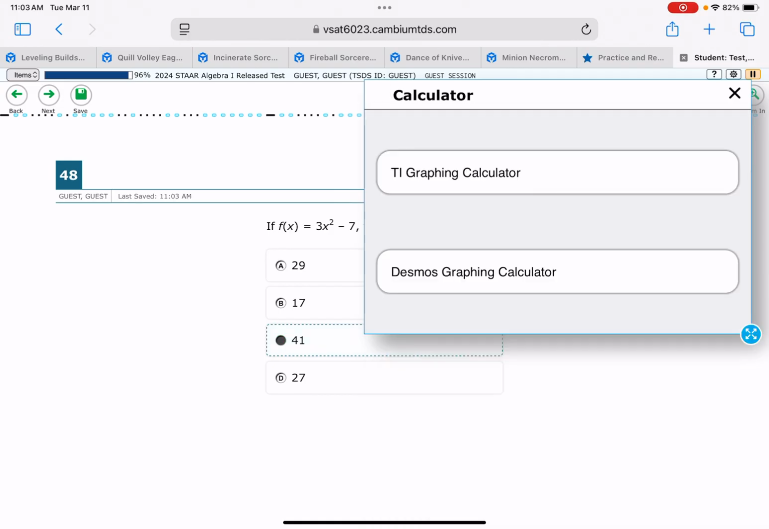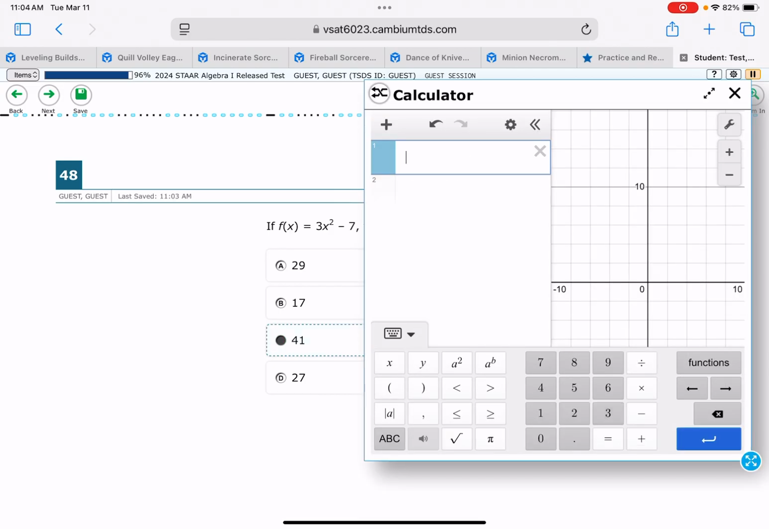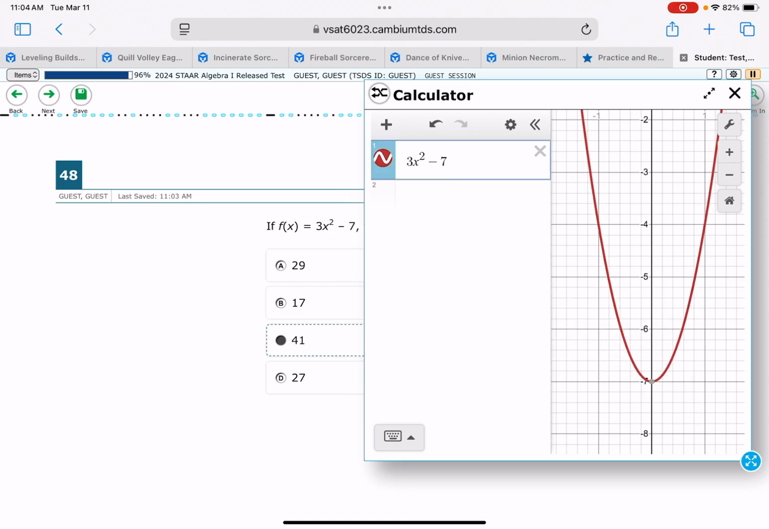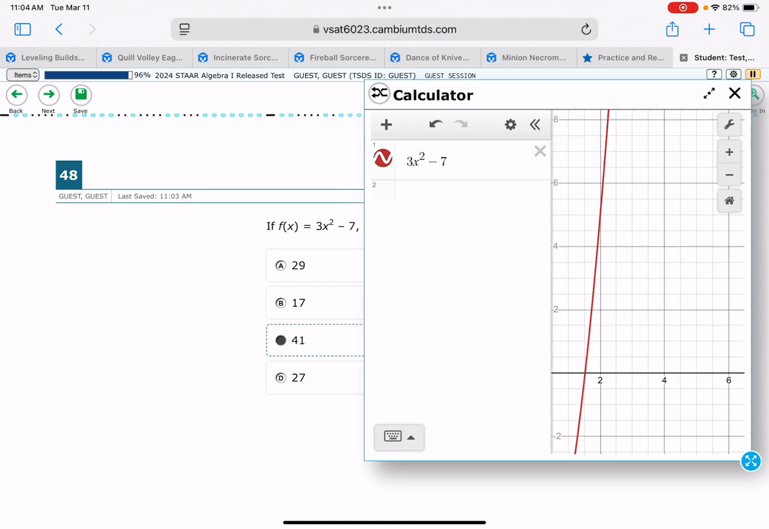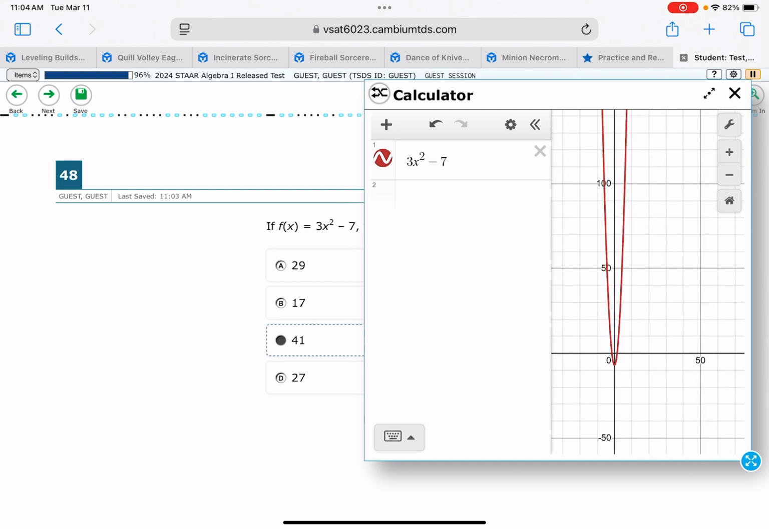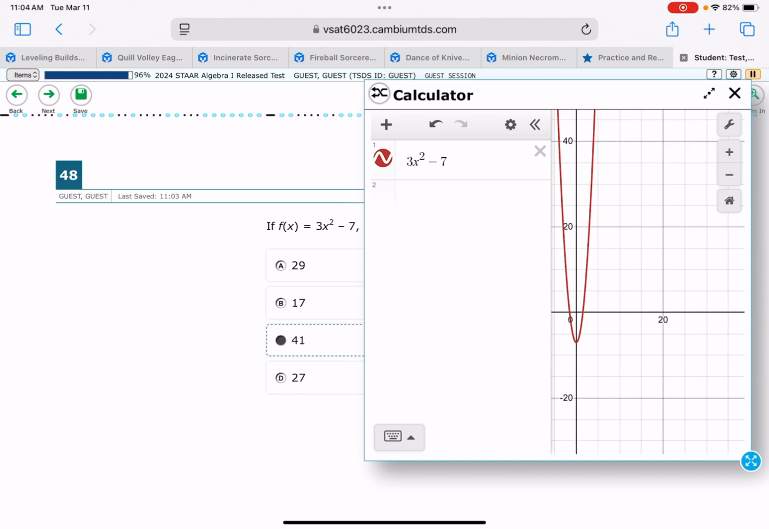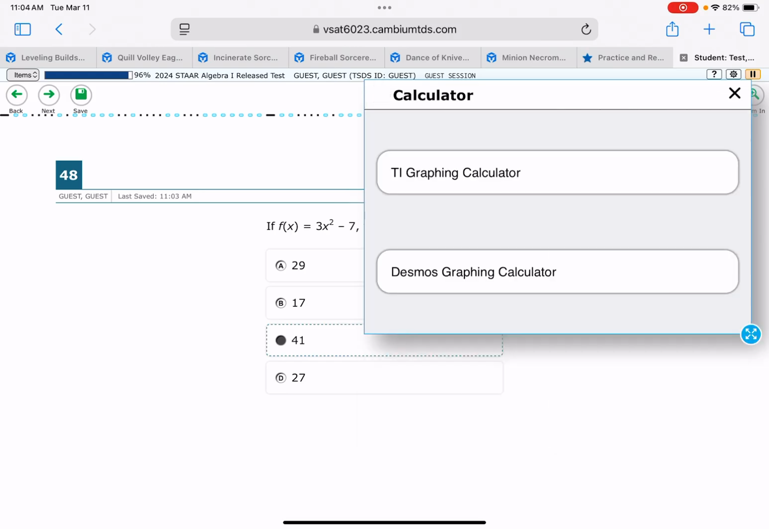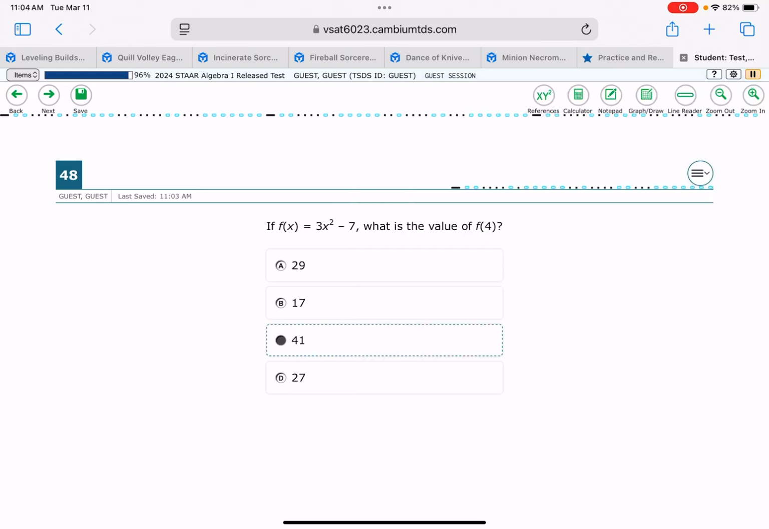You can also do this on the Desmos graphing calculator as well. You would just need to look at the x value of 4. Yeah, it's a little bit harder to do it for f of 4 because it's so high up at 41, it'd be right there about 41. So it's probably easier just to use the TI-84 on that one. That's fine.